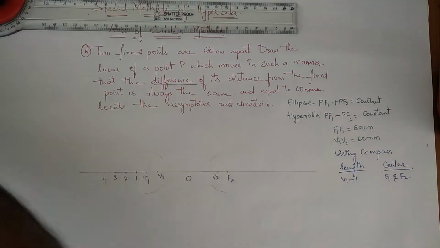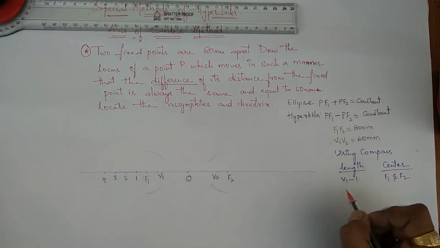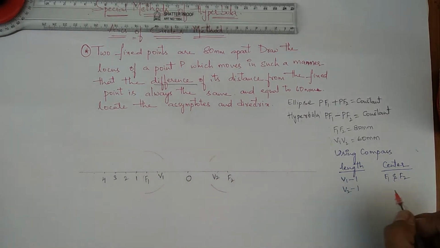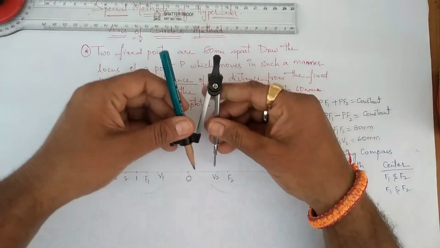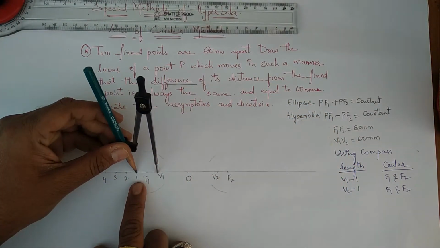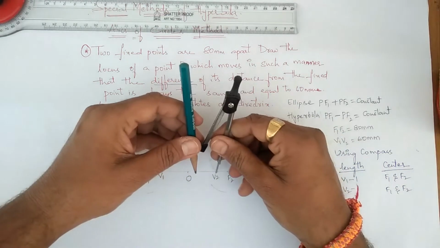Next, similarly, now next, the length from V2 1. So it should be done for all the other points. Again, similarly, F1 as a center and F2 as a center, we need to intersect the previous arcs. So first we have done V1 to 1, or else you can say 1 to V1. Next, 1 to V2 you have to measure.